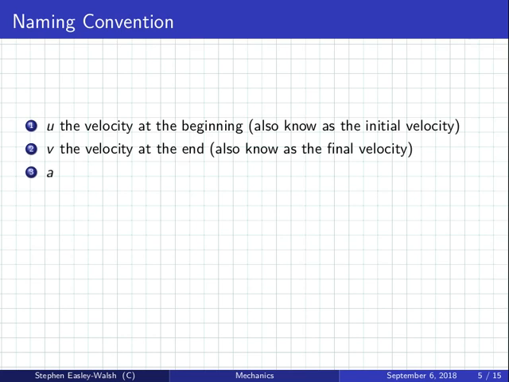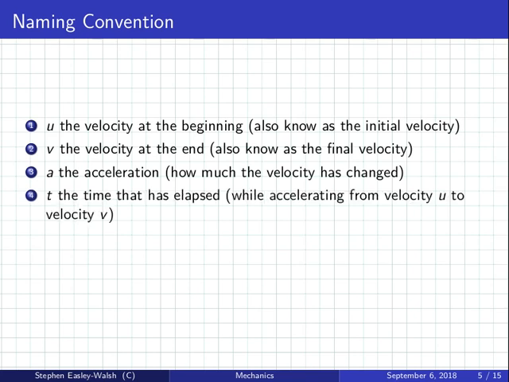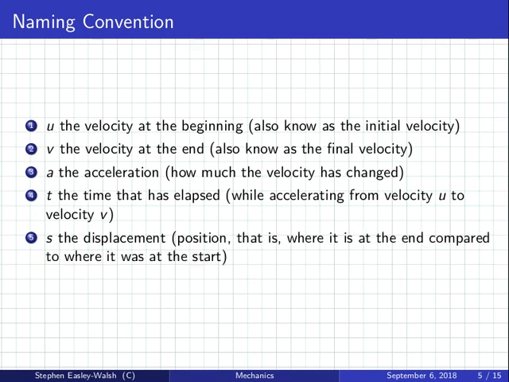A is obviously going to be acceleration. T is obviously time from going from U to V. And finally S is displacement, which is position. So it's where the end is compared to where the start is. In other words, where it finished compared to where it started. So UVATS.